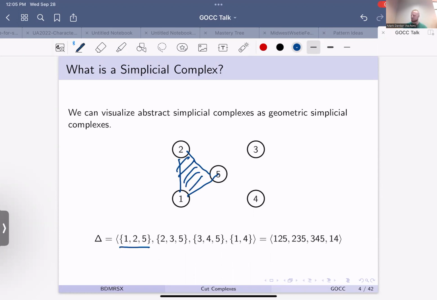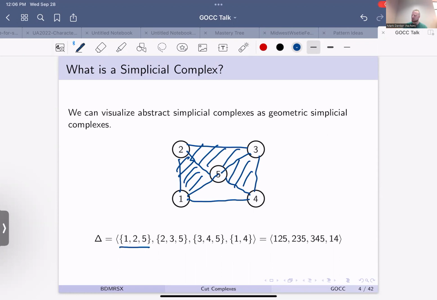And then I have 2, 3, 5. I'm going to draw that lovely simplex here. And I've got 3, 4, 5. I have that simplex. And finally, I just have the facet 1, 4. So I'm just going to draw an edge there. And that's my simplicial complex.